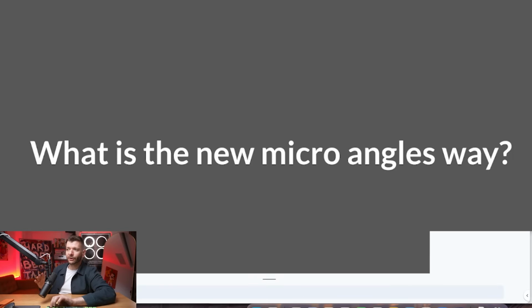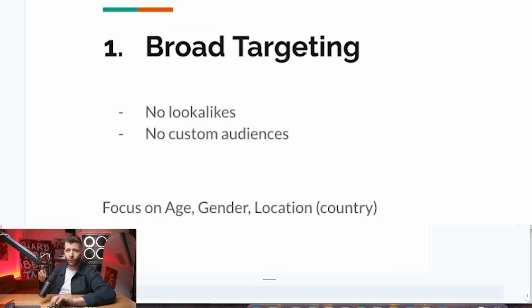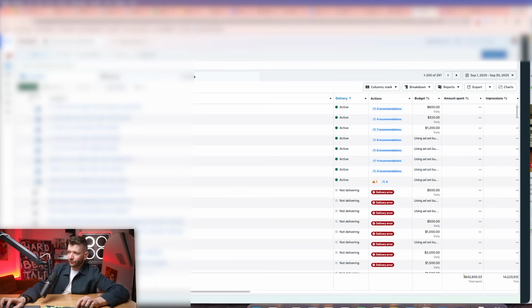So what is the new micro angles way of targeting buyers on Facebook right now? There's a few elements to this. Number one is broad targeting. We're not using lookalikes. We're not using custom audiences. We're just focusing on age, gender, and location. That's it.